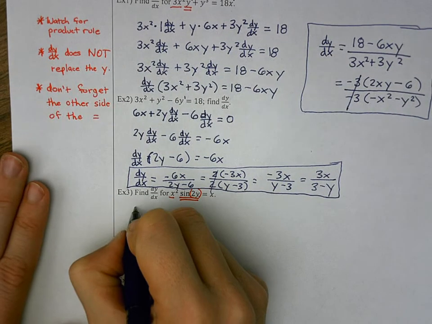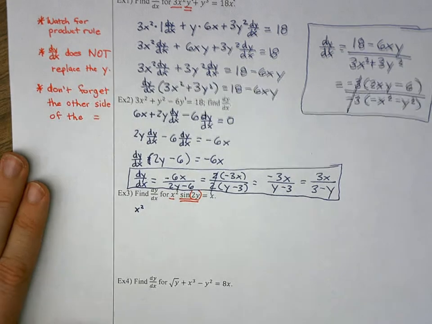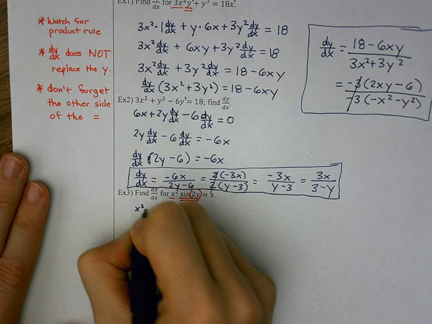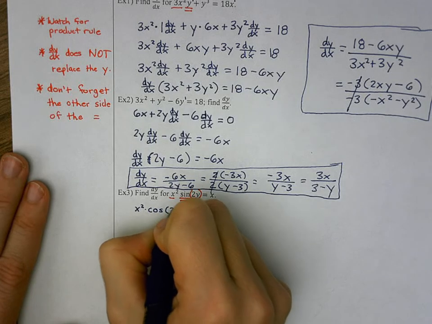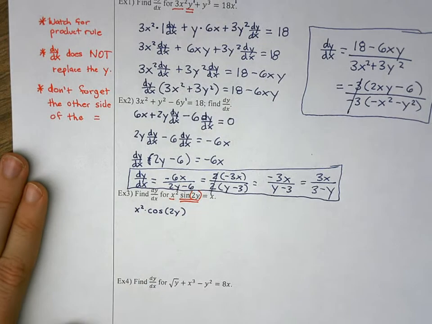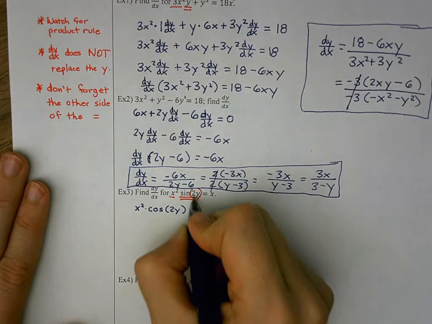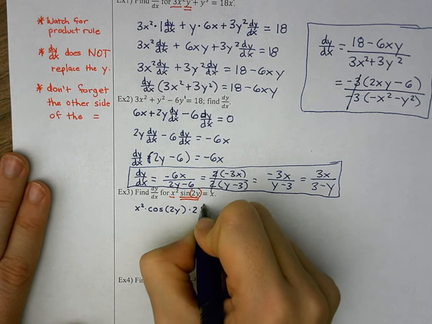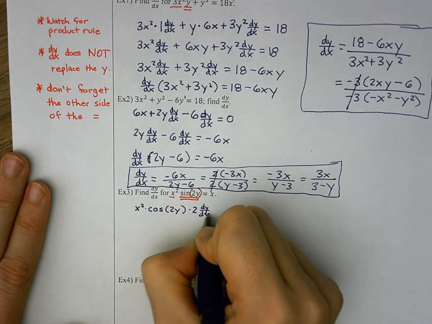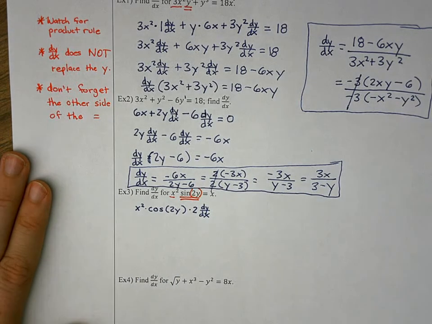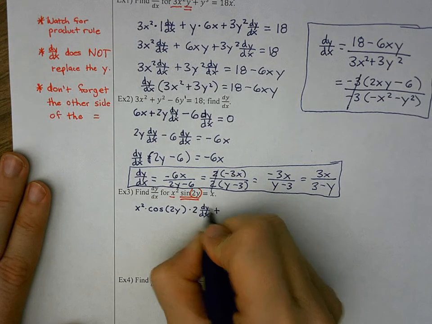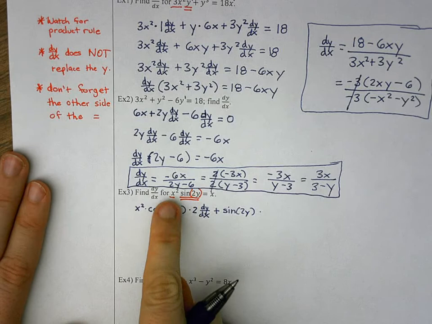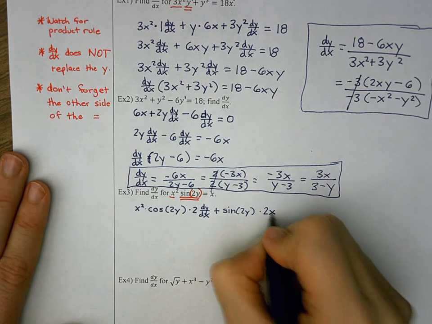1 is x squared. D2, derivative of sine is cosine. And then derivative of the guts, derivative of 2y would be 2. And then I just took the derivative of y, so I'm going to acknowledge that with dy dx. Plus 2, which is my sine of 2y. D1, derivative of x squared, is 2x.